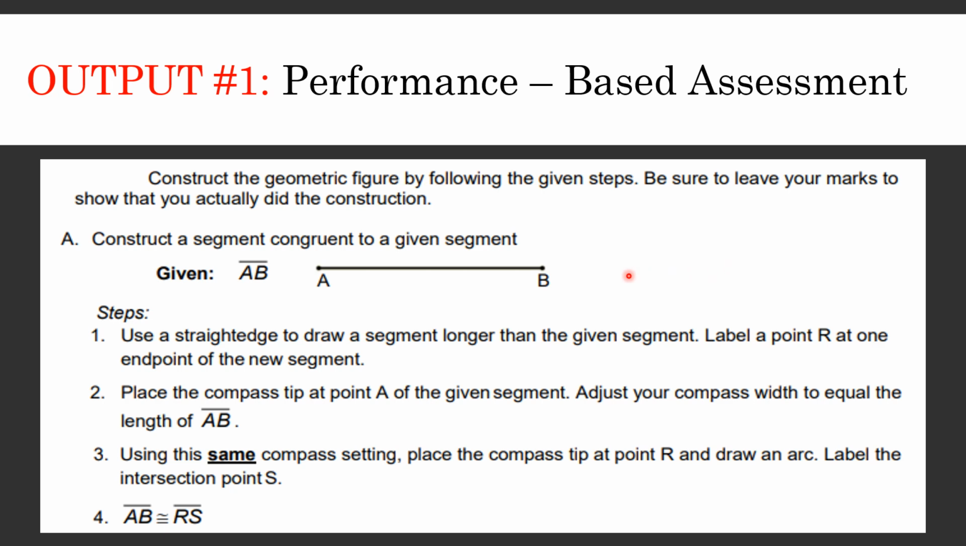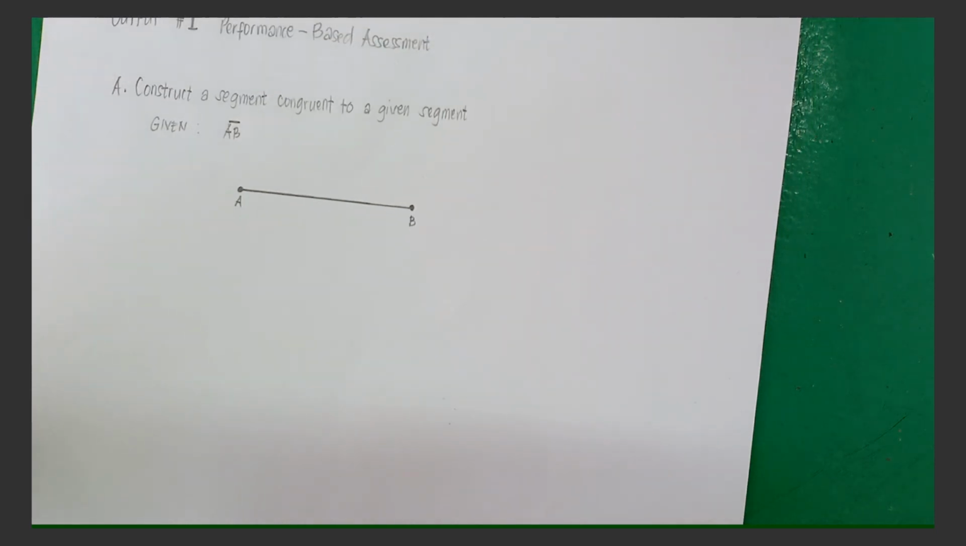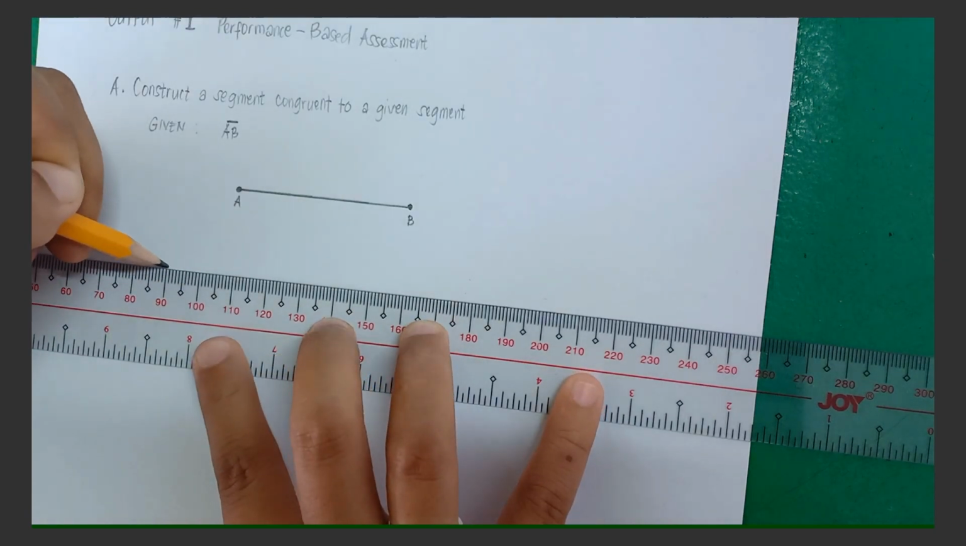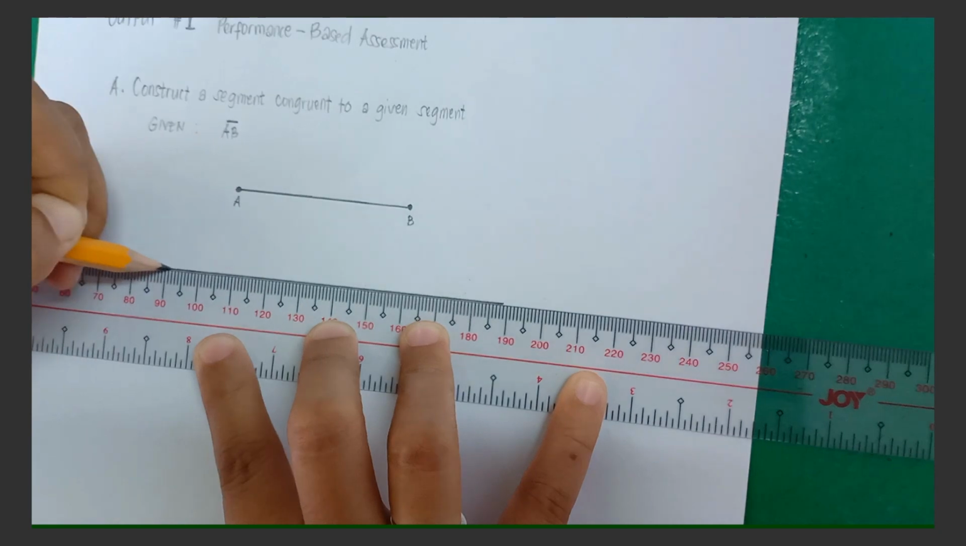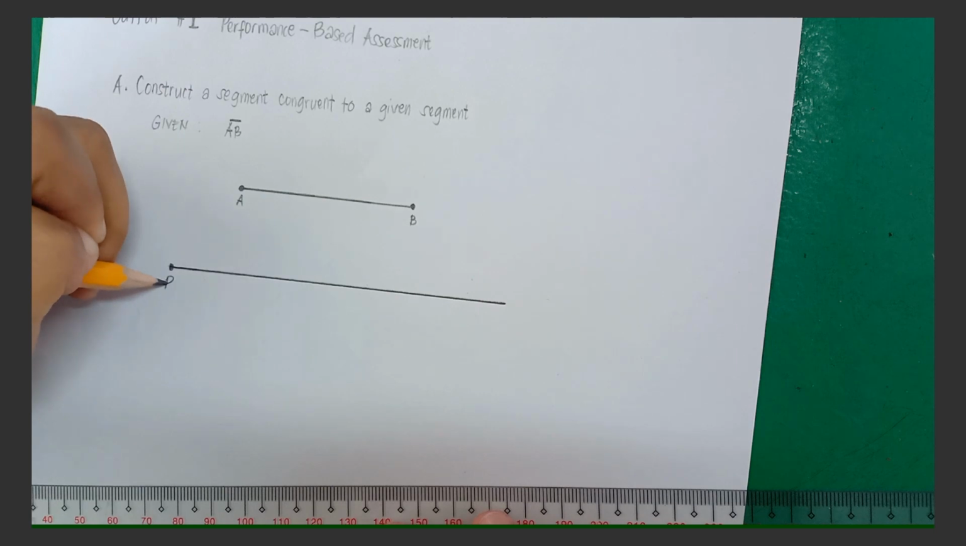Okay, for letter A, you're going to construct a segment congruent to a given segment. So you have to follow these steps. Watch this video on how to do construction A. Steps: use a straight edge to draw a segment longer than the given segment. Label a point R at one endpoint of the new segment. Let's draw a segment longer than the given, and label one endpoint as point R.